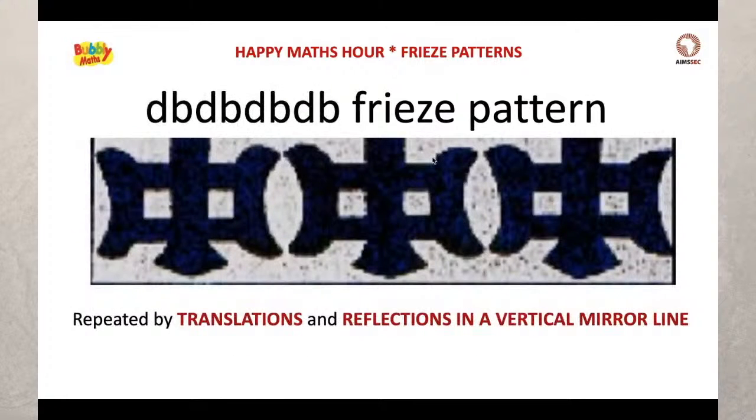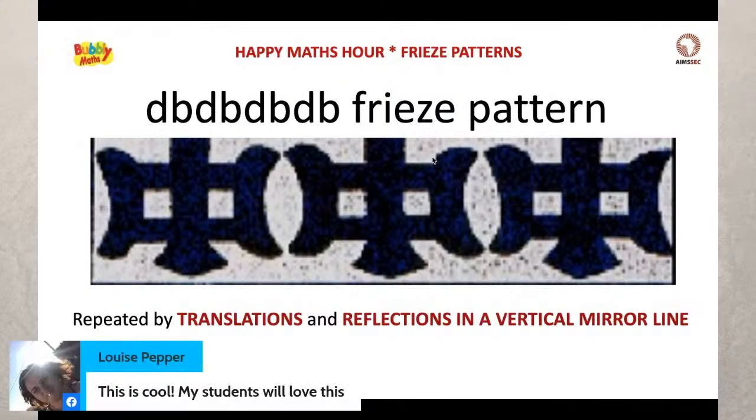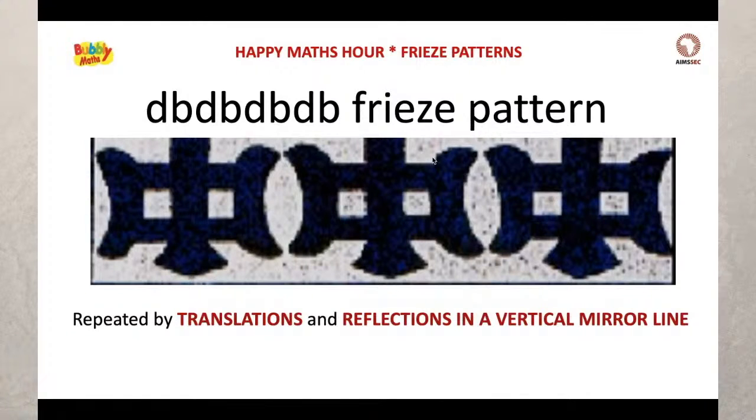The next one is the one we talked about earlier, the DB, DB, DB, with translations and reflections in a vertical mirror line, but not in the horizontal, like the Christmas tree.